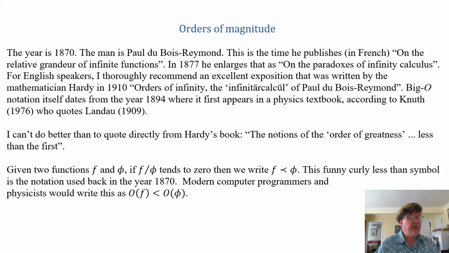As we proceed further in analysis and come into contact with its most modern developments, such as the theory of Fourier series, the importance of these ideas becomes greater and greater. Given two functions f and phi, if f on phi tends to 0, then we write f is less than phi. This funny curly less than symbol is the notation used back in the year 1870. Modern computer programmers and physicists would write this as order of f is less than order of phi.